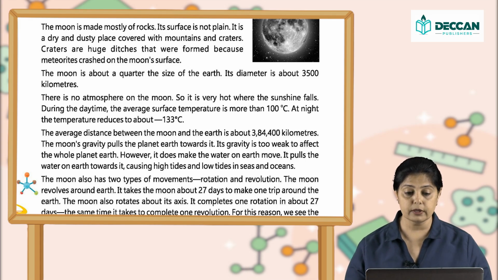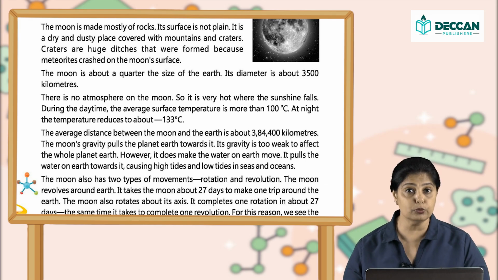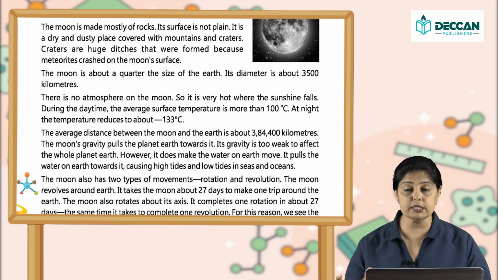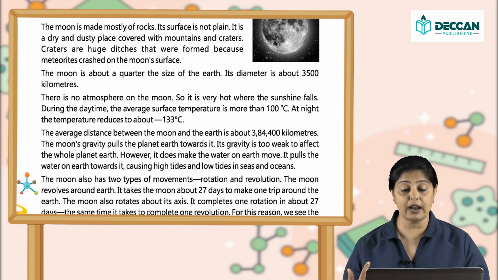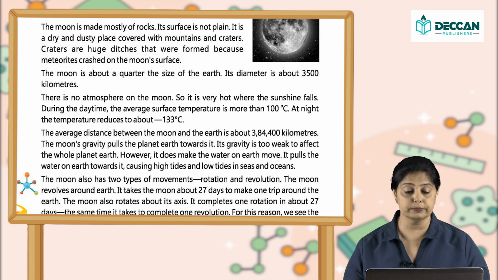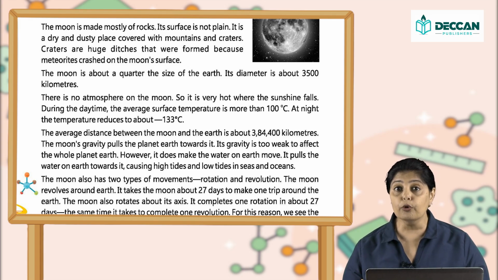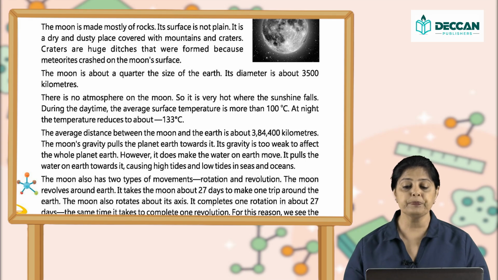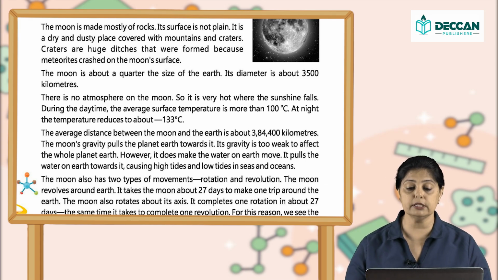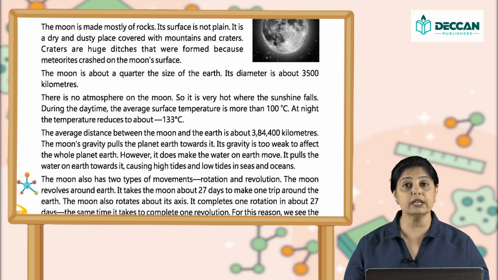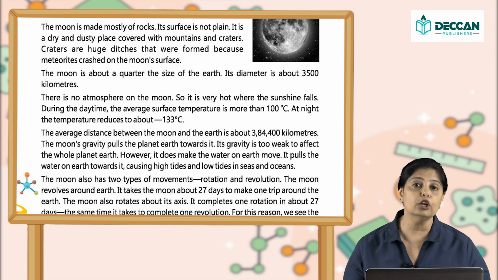The average distance between the moon and the earth is about 3,84,400 kilometers. Now the moon's gravity pulls the planet Earth towards it. However, its gravity is too weak to affect the whole planet Earth. But it does make the water on Earth move, and that is how tides take place. It pulls the water on Earth towards it, causing high tides and low tides in seas and oceans.